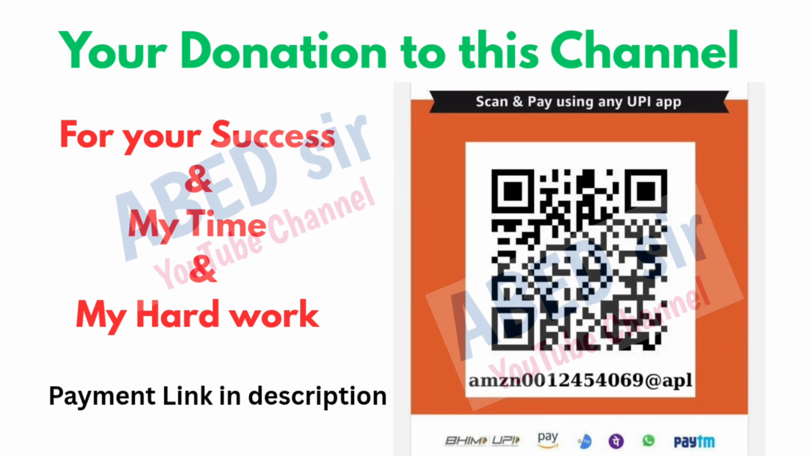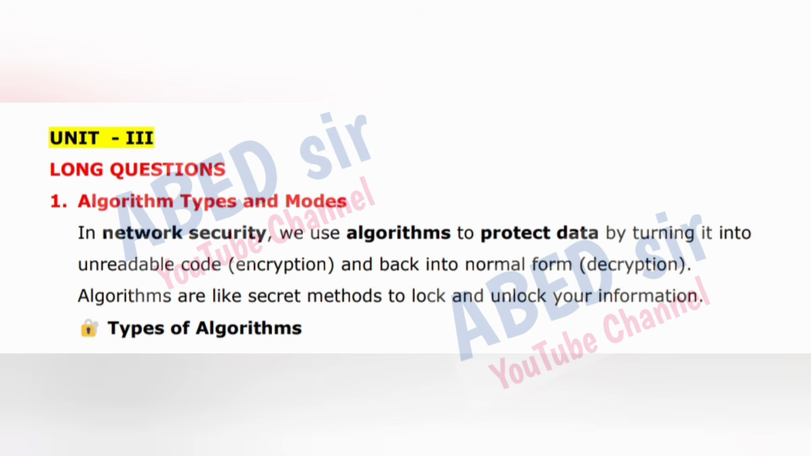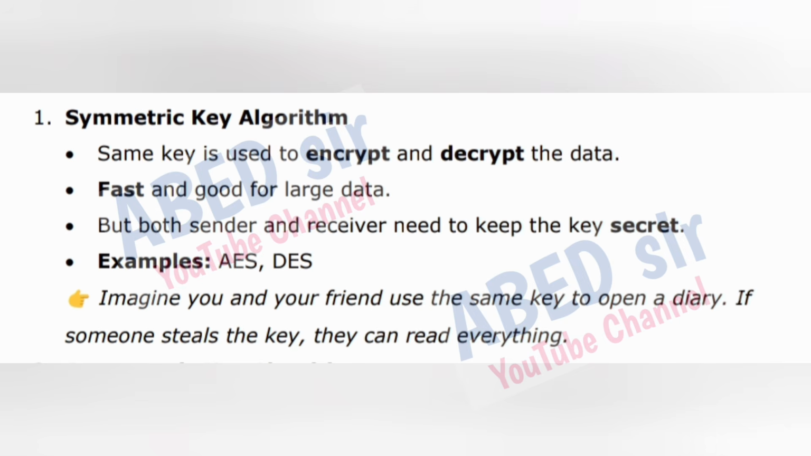Next, Unit 3 important long questions. First important long question is 1. Algorithm types and modes. In network security, we use algorithms to protect data by turning it into unreadable code (encryption), and back into normal form (decryption). Algorithms are like secret methods to lock and unlock your information. Types of algorithms: 1. Symmetric key algorithm.